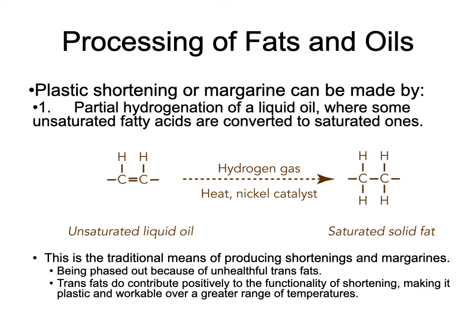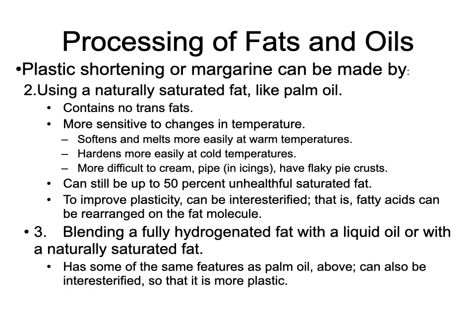Plastic shortening or margarine can be made by using a naturally saturated fat like palm oil, and that's becoming more and more common. A lot of Crisco today is made with palm oil, and the reason why is because it's cheaper, but it also contains no trans fatty acids. It's more sensitive to changes in temperature, but with proper processing, they're able to get the Crisco to behave like the old Crisco.